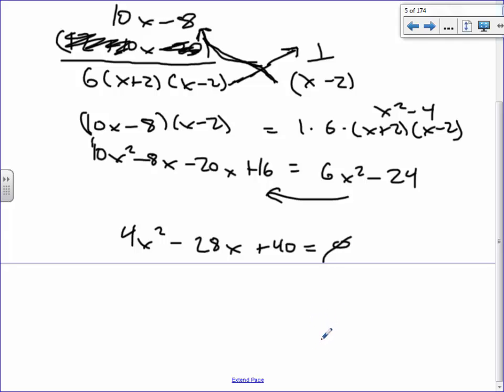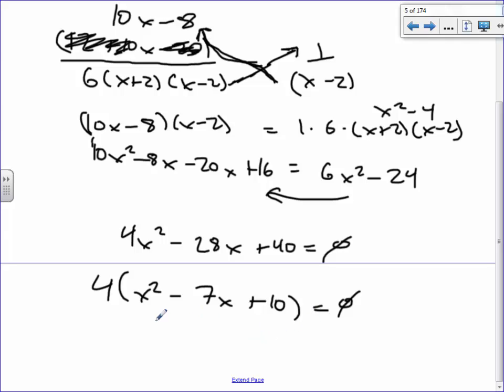Okay, any thoughts as to what to do next? You can use the quadratic formula, but I got a better idea. Yes, there's a 4 in all of these. Now I'm not going to divide by 4, I'm going to factor 4. If I factor out a 4, it leaves you with x squared minus 7x plus 10 equals 0.